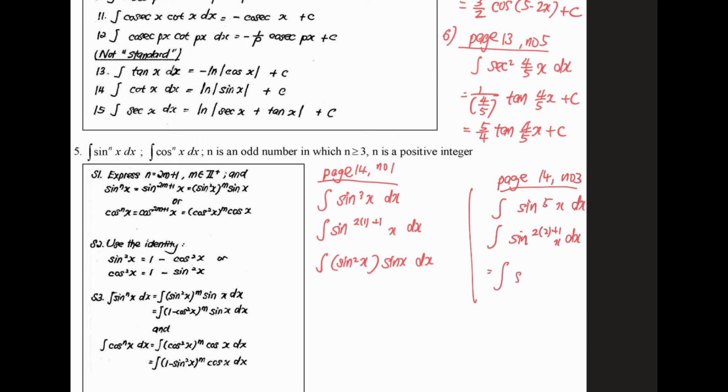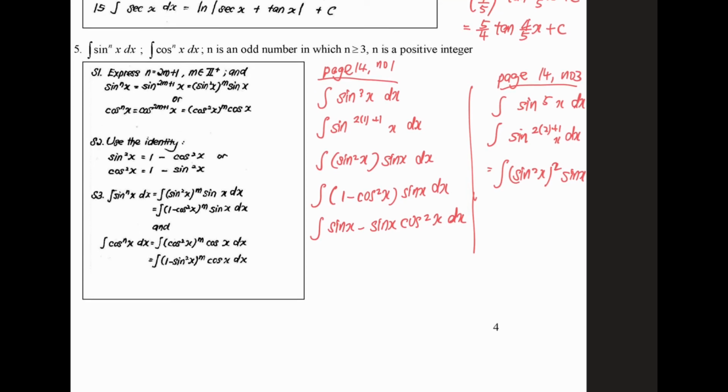So we need to keep the power 2, then another power 2 remains outside, then sine x. That is the basic idea: we need to keep sine x away from the rest. For the sine square x, we use step 2, the identity. Change sine square to 1 minus cos square x. Expand it: sine x minus sine x cos square x dx.